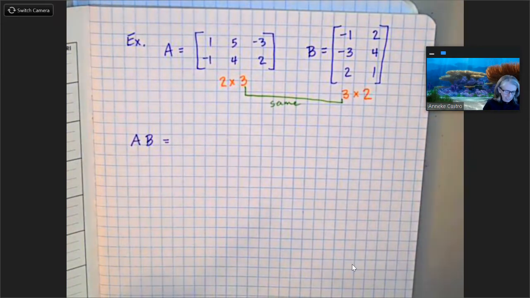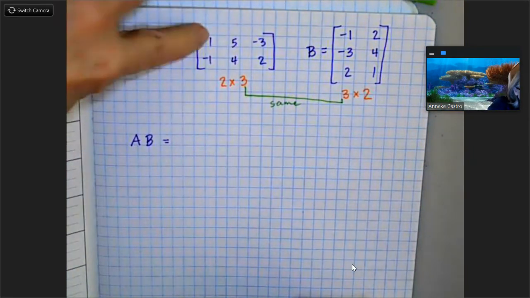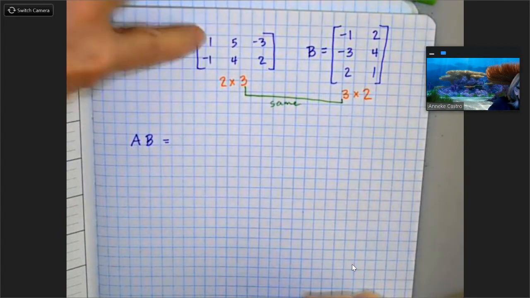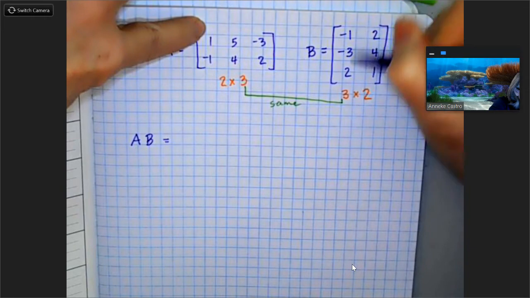Okay, so just like I did with my frappuccinos, my drinks, I'm going to multiply these 3 numbers here in my first row by the first column over here.